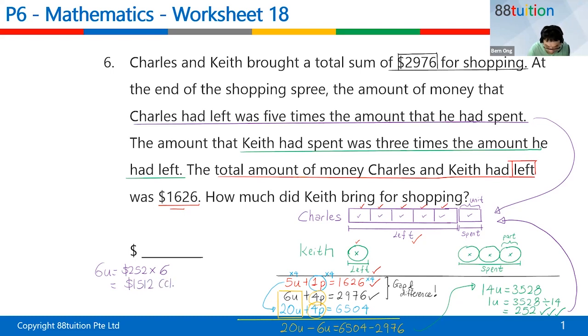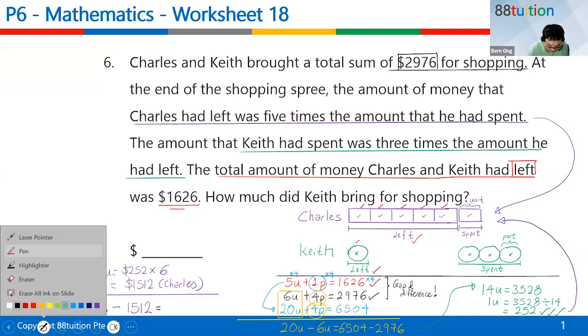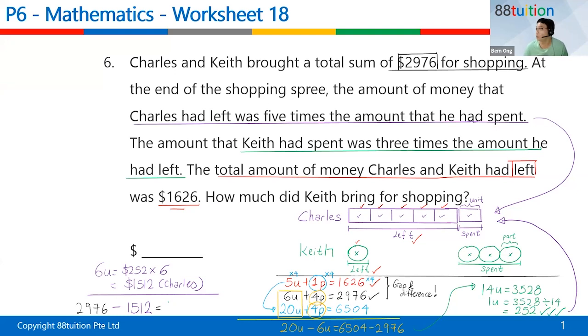But I don't want Charles. I can use what he has to minus away from my total, because they brought 2976 out, correct or not? And that will actually give me Keith's money. Can you see? So 2976 minus Charles equals 1464. And that's your answer. Woohoo! I did it. 4 marks. Take it.